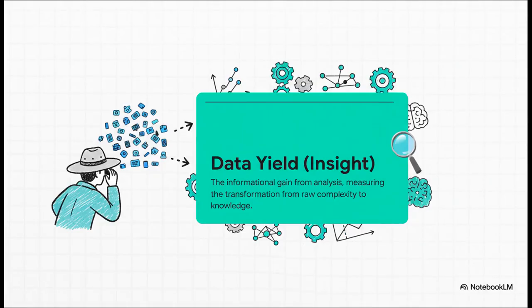And this brings us to the ultimate treasure, the thing our explorer was after all along, what the source calls data yield. Really, it's just a simple word: insight. This is the real prize. It's not just finding a pattern, it's the knowledge we can actually use that we get from that pattern. It's that aha moment when raw data becomes a brilliant business strategy or a brand new scientific theory.